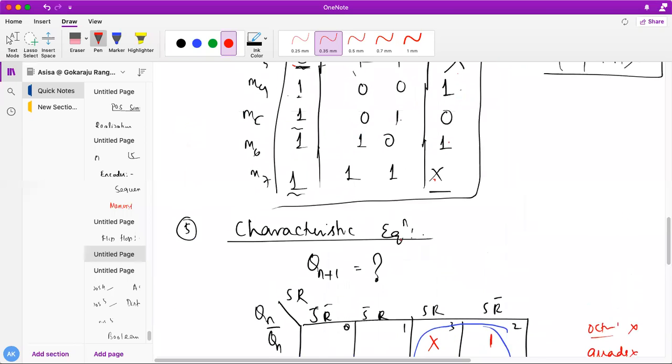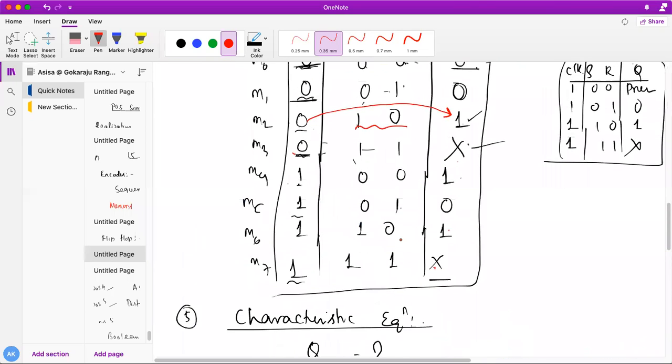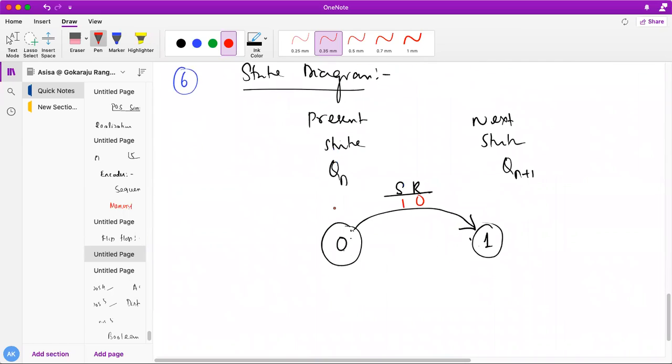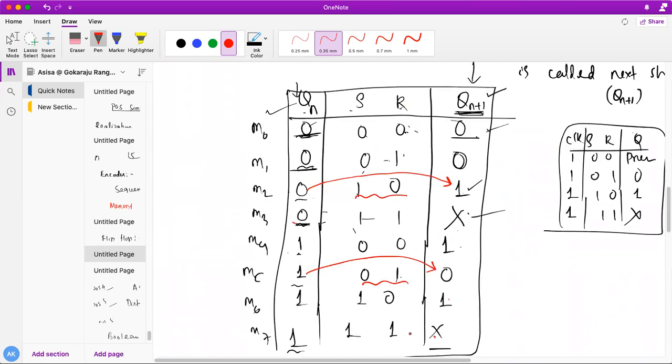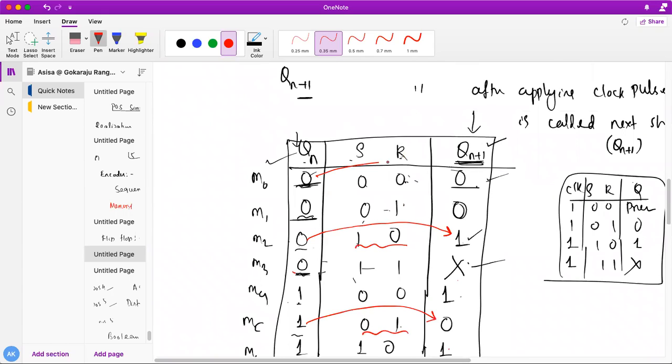Now let's say I transit from 1 to 0. At that time, what is my SR? It is 0 1. So if I transit from 1 to 0, my SR is 0 1. Now if I transit from 0 to 0, what is my SR? SR is 0 0. Also, if I transit here, also I transit.